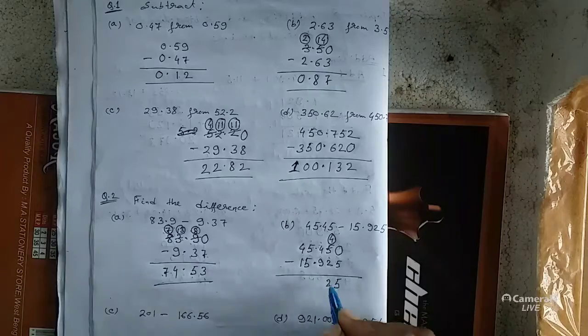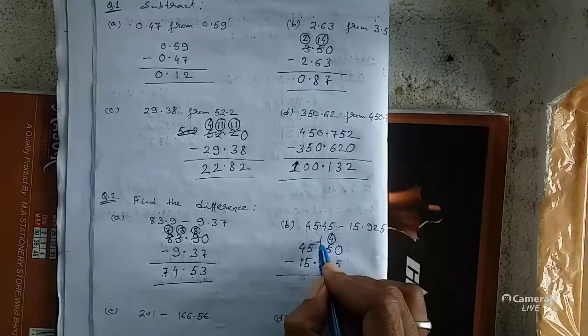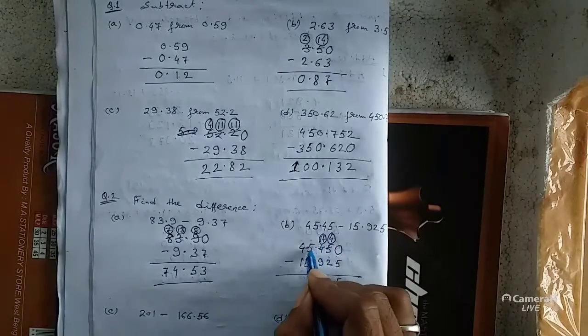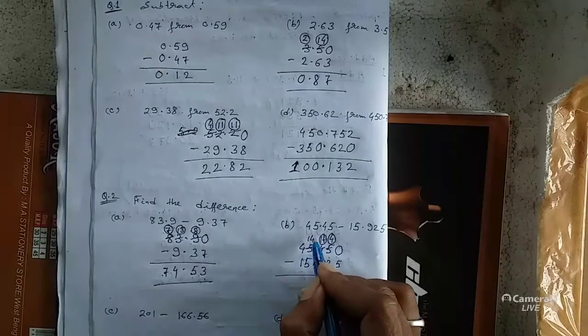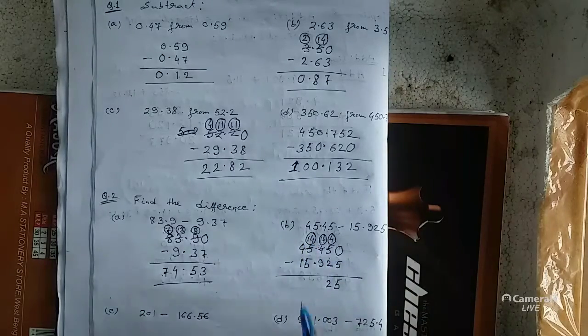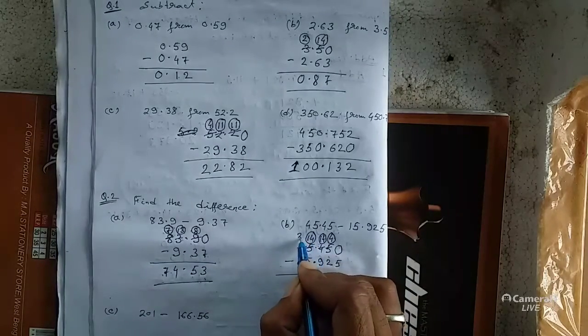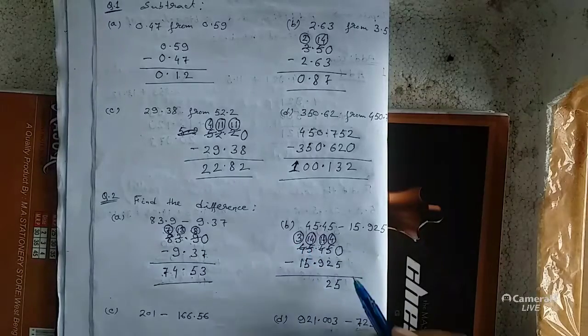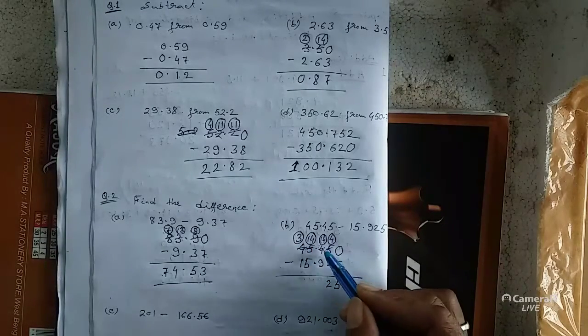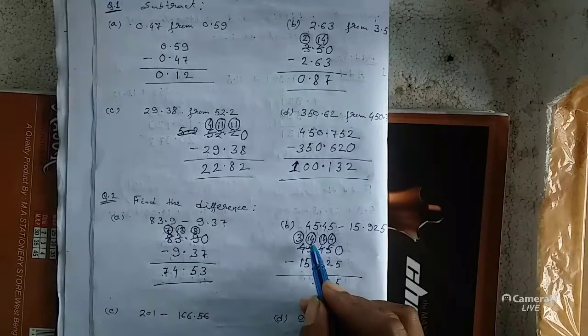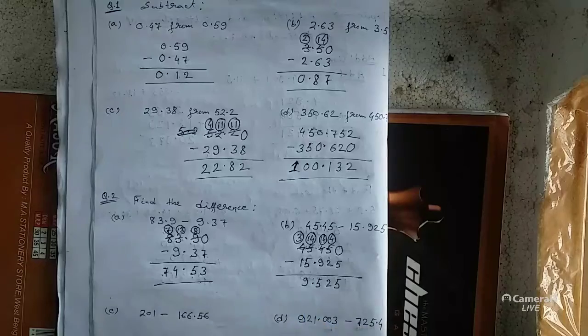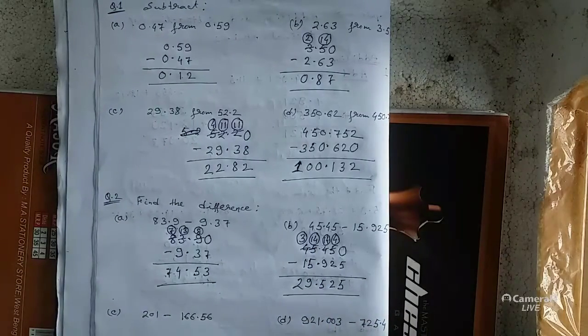Now subtract: 10 minus 5 is 5, 1 borrowing from here, so it becomes 4. 4 minus 2 is 2. 4 minus 9 is not possible, so consider 4 as 14, borrowing 1 from here, so it becomes 4. Again 4 minus 5 is not possible, so consider it 14, borrowing 1 from here, so it becomes 3. So 4 minus 2 is 2, 14 minus 9 is 5, 14 minus 5 is 9, 3 minus 1 is 2. So the subtraction result becomes 29.525.